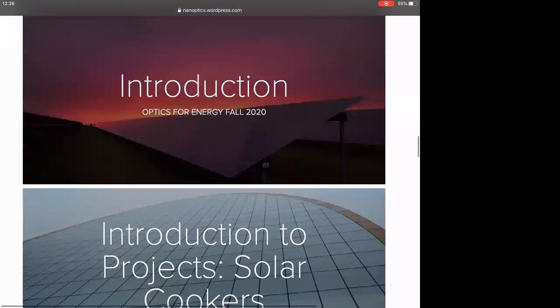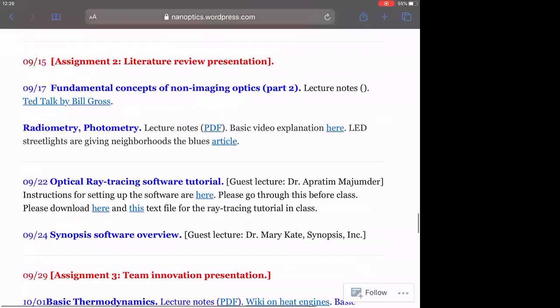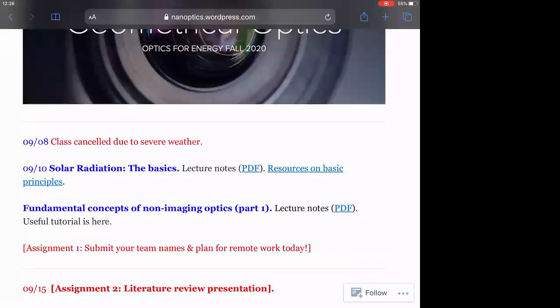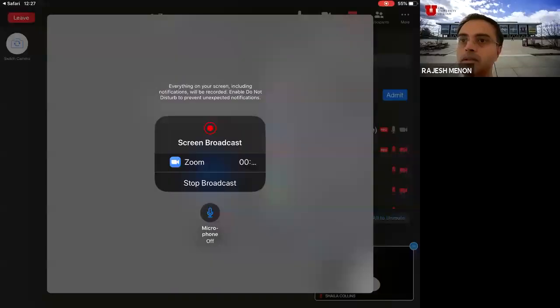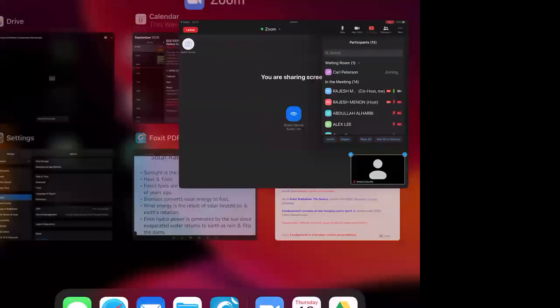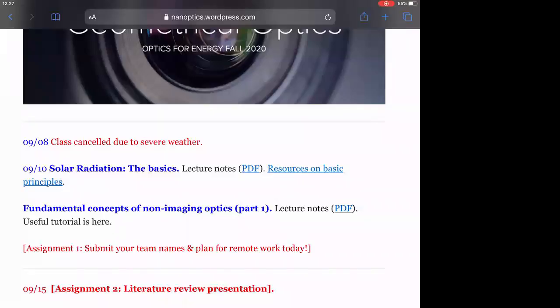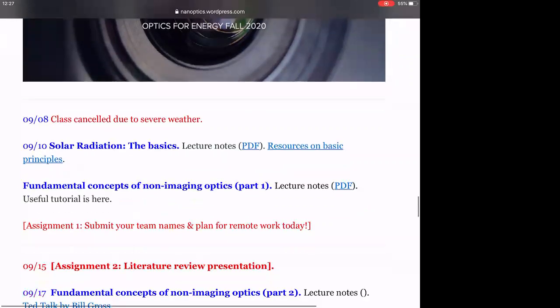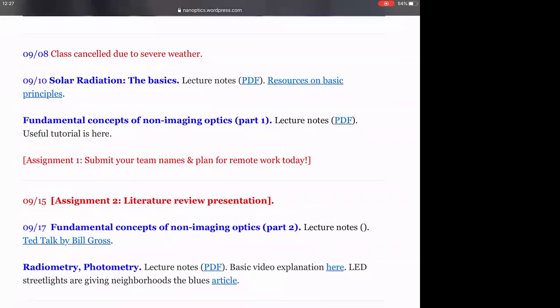Okay, so since we had to cancel class on Tuesday, today we're going to catch up where we were supposed to, which is the solar radiation. Oops, I have to make sure I admit everybody. So the basics of solar radiation, the lecture notes are already posted here, and we'll go through that today, and then we'll get started on the introduction to non-imaging optics, Part 1. We have to divide this into 2 lectures. And assignment 1 is due today. And just keep in mind, assignment 2 is due next Tuesday, and we'll talk more about it halfway through today's lecture.